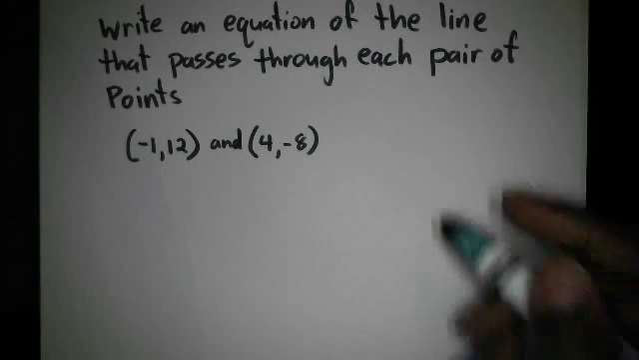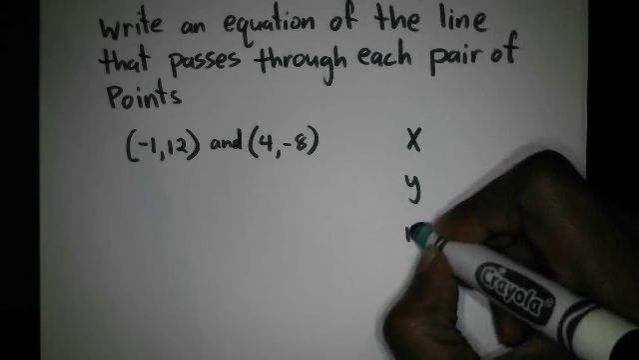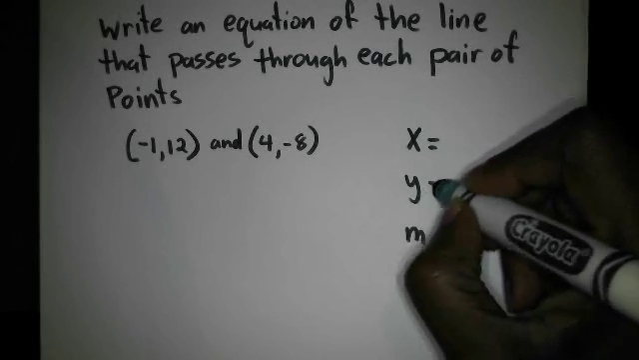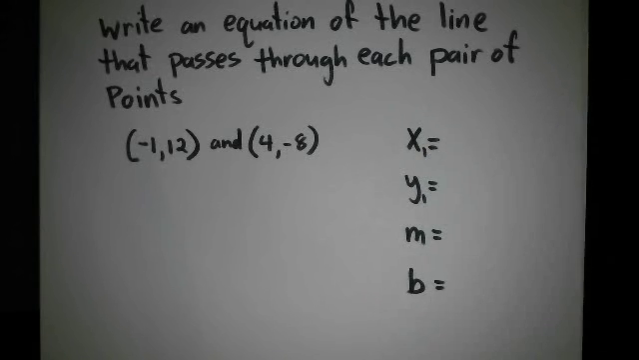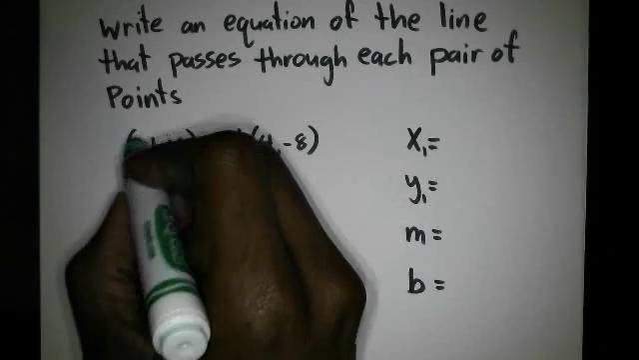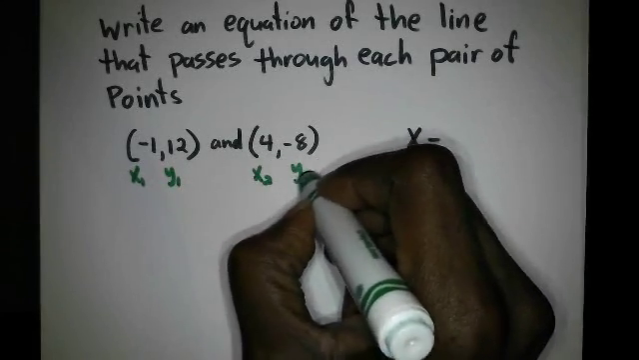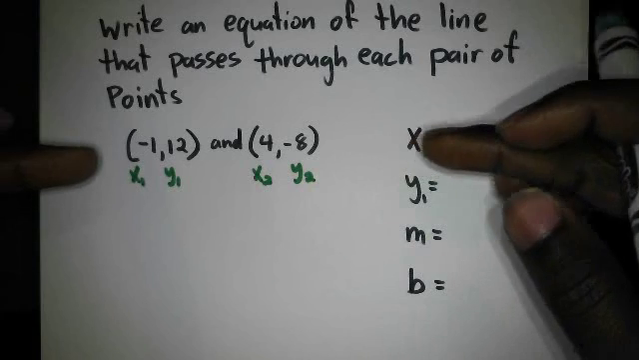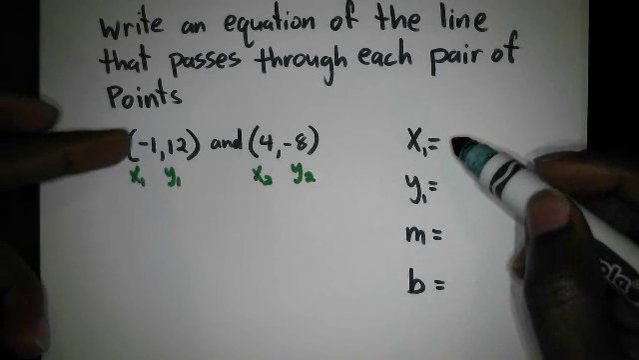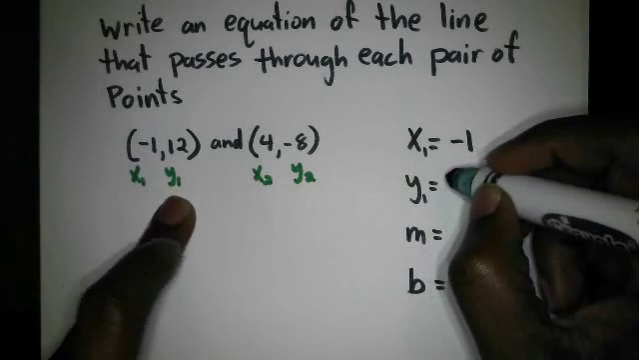Now the first thing I want you guys to do is to write down our values. These are what we're going to be looking for. Alright, so let's call this x1, let's call this y1. The second thing I want you to do is to label the 2 points. So this would be x1, y1, x2, y2. Now that we labeled it, let's go ahead and write what we have. The information that we have for x1 is -1, and we also have y1, which is 12.